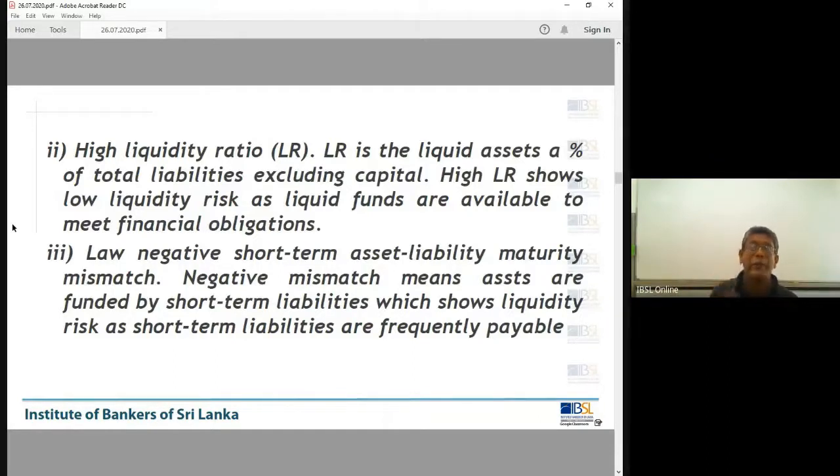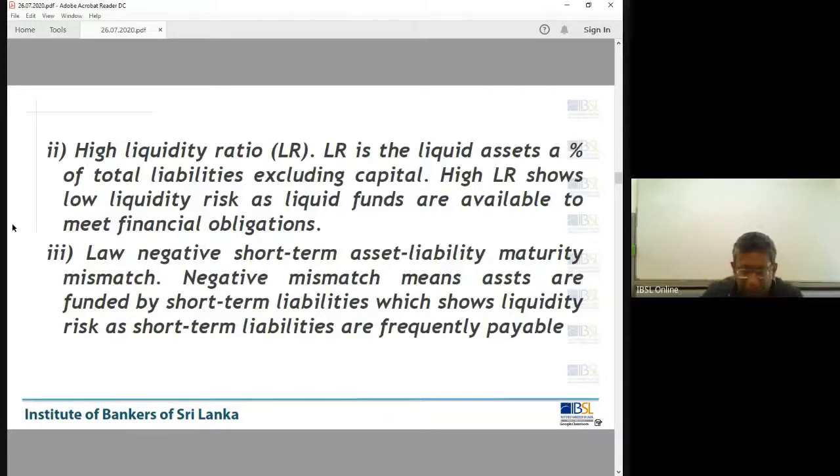So, a high liquidity ratio. That is why the central bank as a regulator insists that banks maintain a minimum liquid ratio of 20%. If you have 30-40%, good. That shows your liquidity risk is properly managed. Third one, low negative short-term asset and liability maturity mismatch. A negative mismatch. So these are important things.